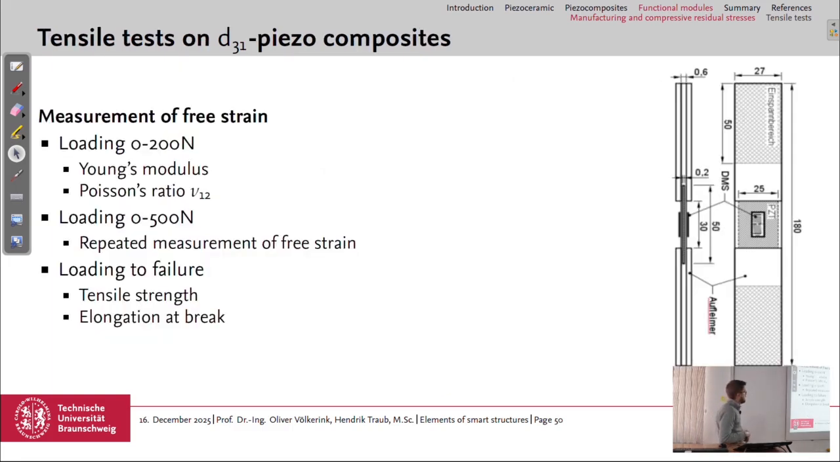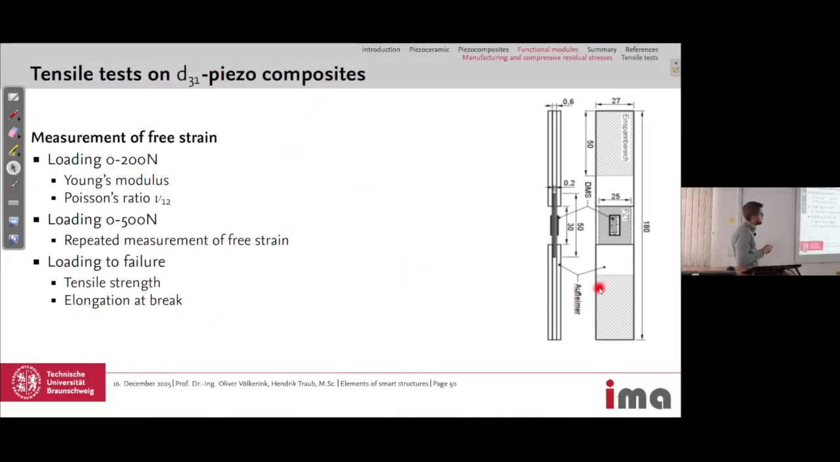So coming to the last topic of this lecture, tensile tests on D31 piezocomposites, or functional modules. We have a setup shown here: functional modules with applied tabs and strain gauges on it. So we can measure the strain applied to the specimen with strain gauges, but can also get a signal from the piezoceramic, from the functional module. Three different tests were performed: a loading between 0 and 200 Newton to get the Young's modulus and also the Poisson's ratio.